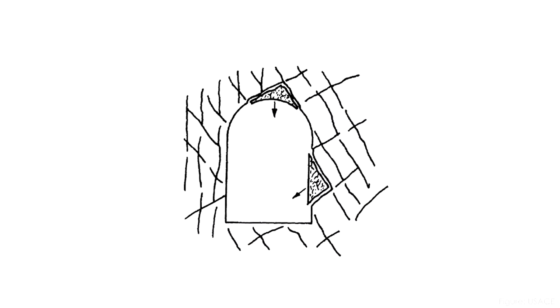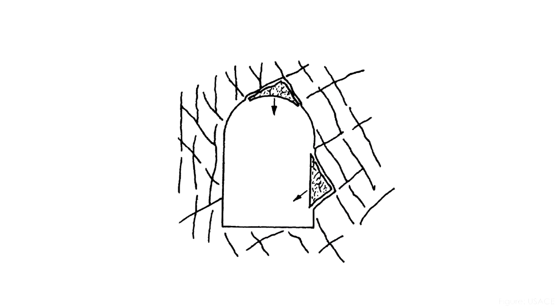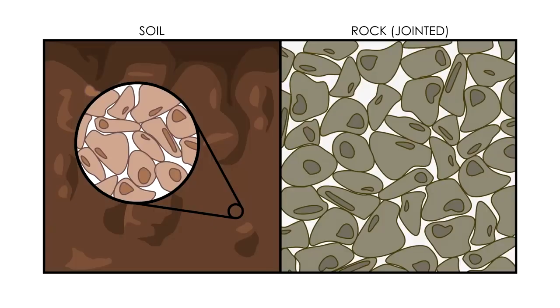But the problem with joints is that they have no tensile strength, and so no ability to transfer tensile stress. You can see that jointed rock starts to behave more like soil, just with much larger particles. So even tunnels through rock often require some type of support to prevent collapse. But what if there was a way to take advantage of the superior strength of rock without going to the added trouble and expense of lining the tunnel to provide support? Well, it turns out there is.